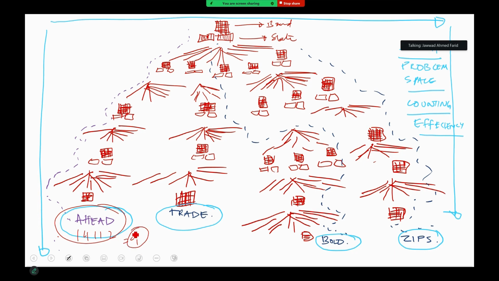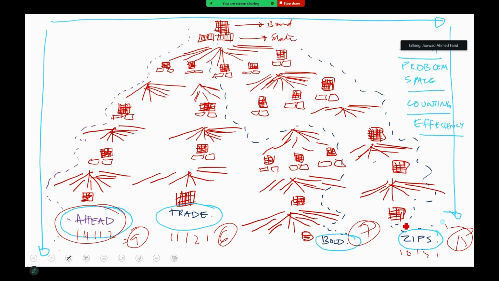What about trade? T is 1, R is 1, A is 1, D is 2, E is 1. So that's 4 and 2, 6. Bold, B is 3, D is 2, 5, 6, 7. This is 7. Zips, Z is 10, 1, 3, and 1. So 13, 14, 15. Which of these moves has the highest score?